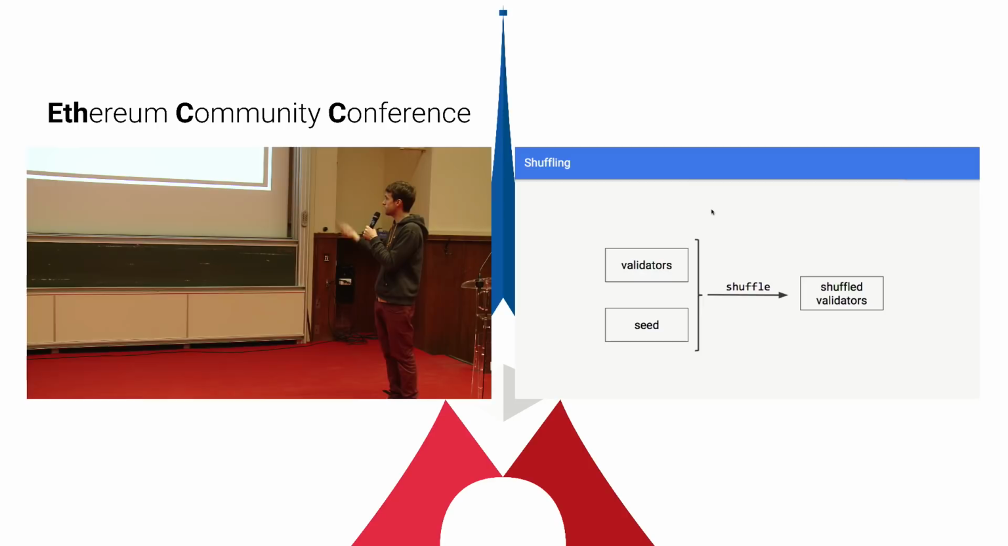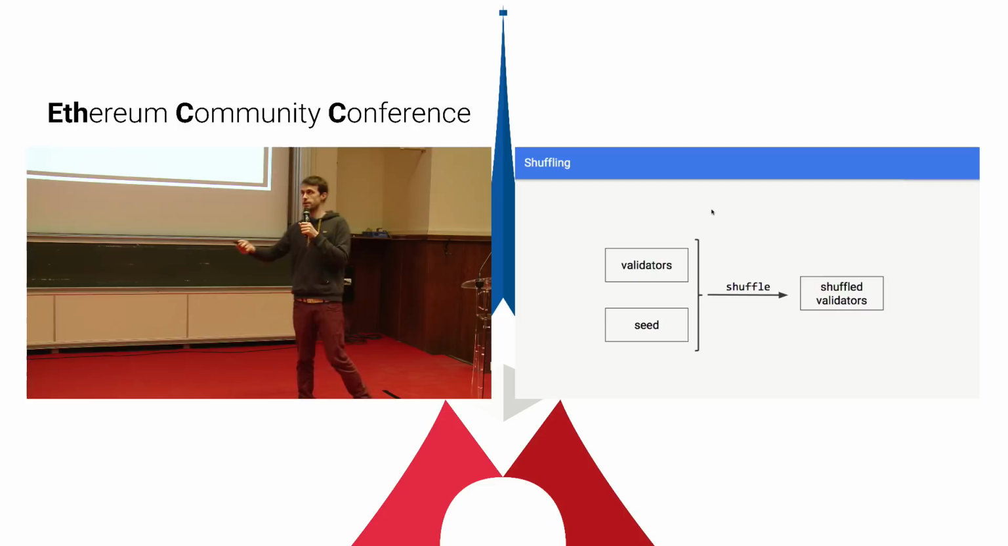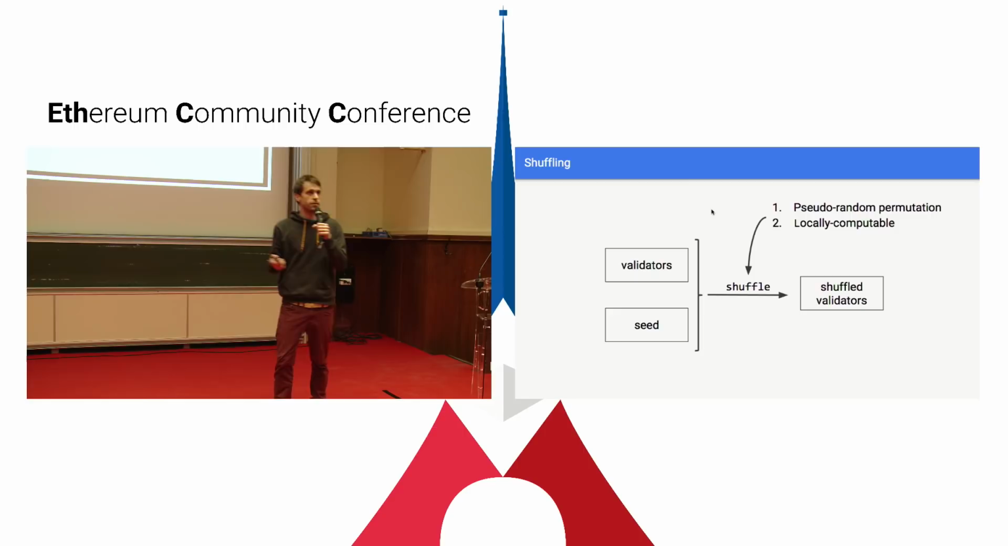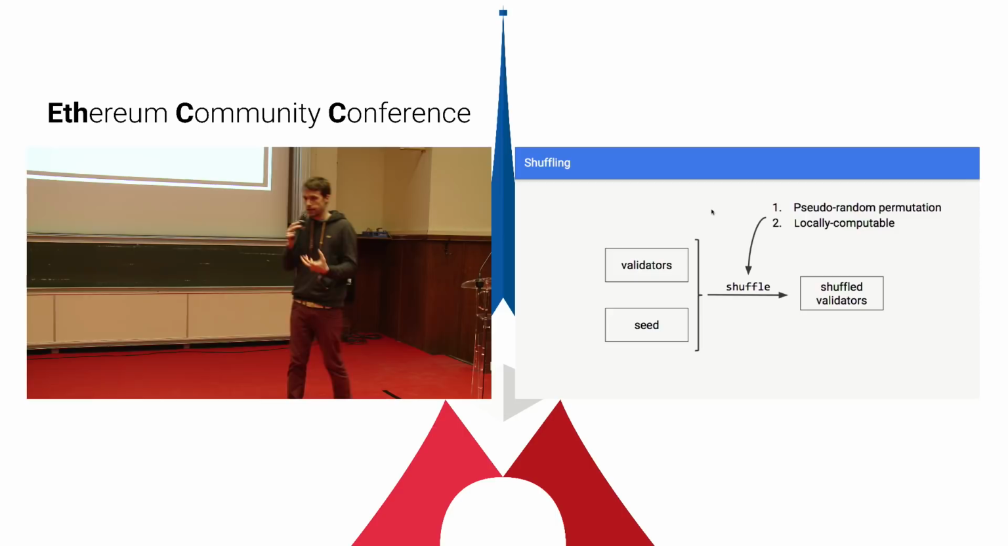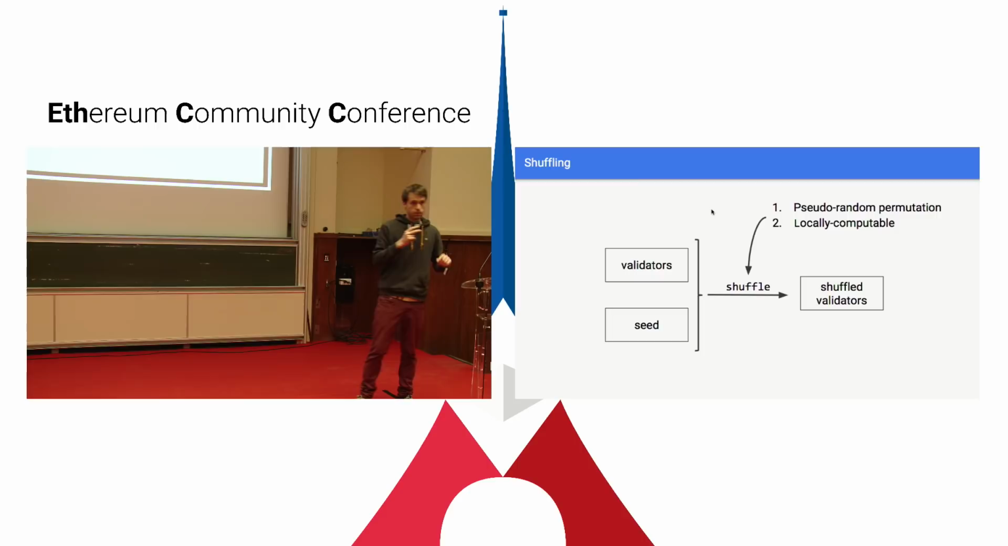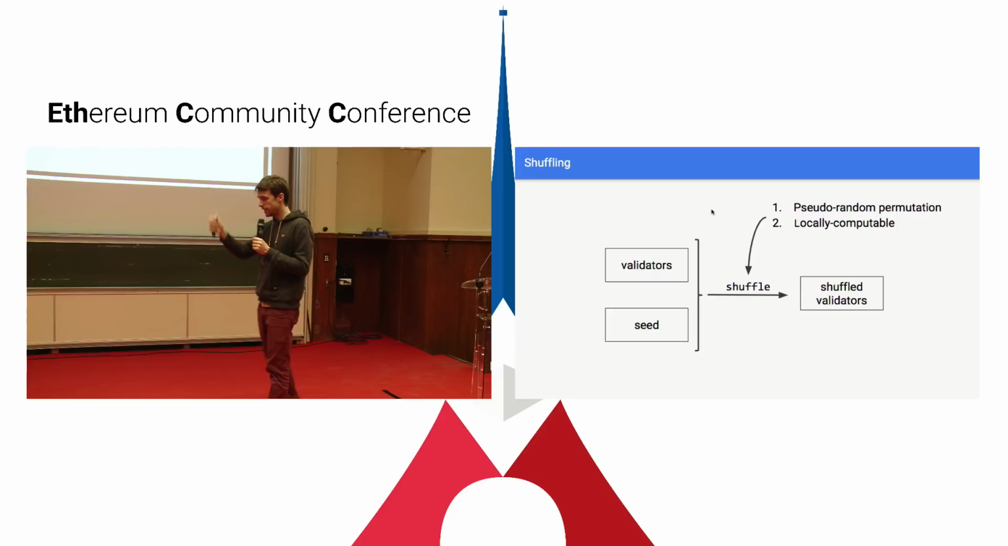Okay, so let me talk about the shuffling function. We have this seed, which is going to be a random mix, which I'll explain later, and we have the set of validators, and we want to shuffle them. What kind of properties do we want from the shuffle function? Number one, we want it to be a pseudo-random permutation. Permutation here is quite important. It means that every validator gets assigned to one unique place. And the second property is that it is locally computable, which means that if you take a specific validator, you want to be able to compute where it's been assigned to without having to compute the permutation on the whole validator set.